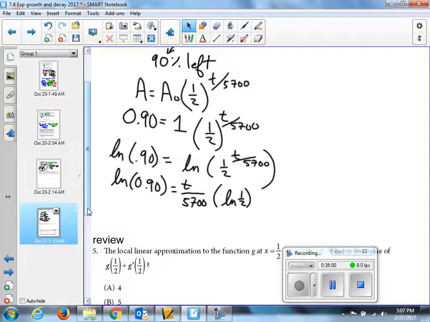Okay. Now I could just use my calculator and evaluate. I can multiply the 5,700 up, natural log of 0.9, divided by the natural log of half. Right.